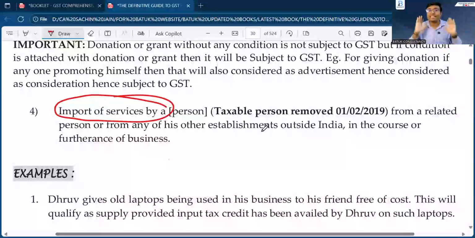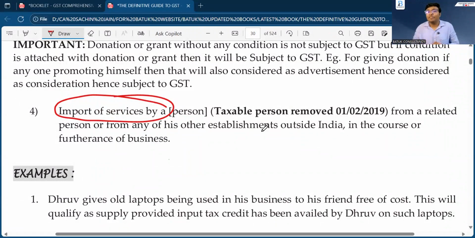But there are certain exceptions through the Schedule 1 that the government has given. First exception, branch transfer. Another exception, business assets. Third exception, your principal and agent. And fourth exception, import of service. Sir, these things we have done in our today's session.